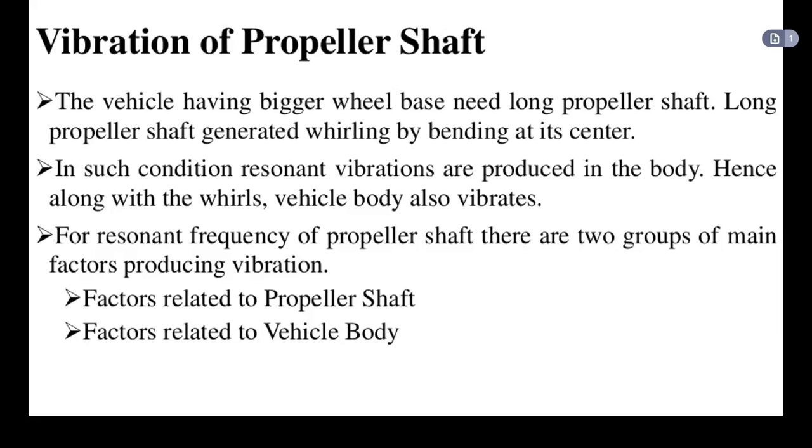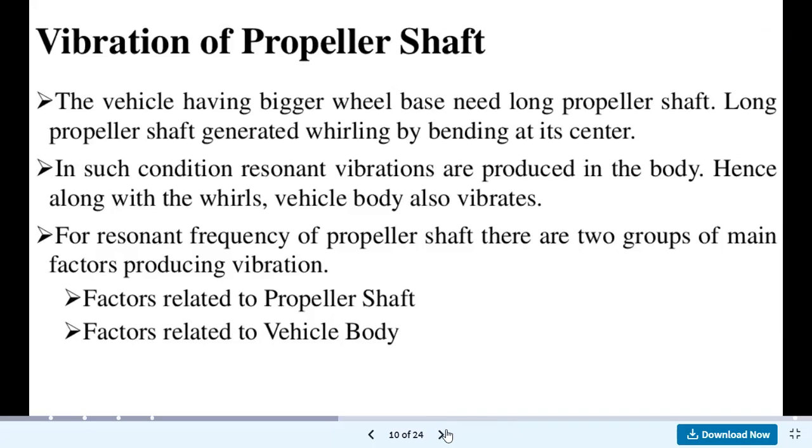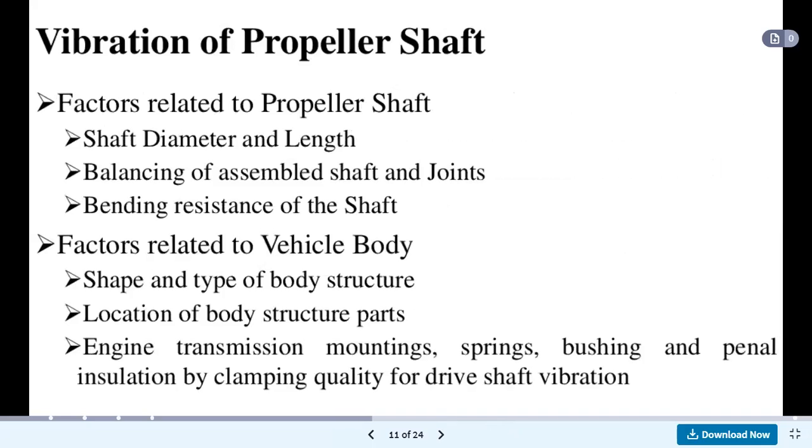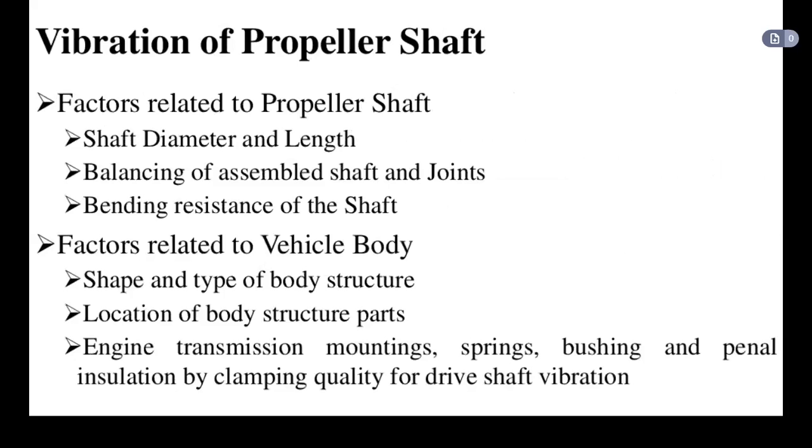For the resonant frequency of the propeller shaft, there are two groups of main factors producing the vibration: the factors related to the propeller shaft and the factors related to the vehicle body. The factors related to the propeller shaft are the shaft diameter and length. The vibration depends on the shaft diameter, and length is also important. If the length is maximum, then vibrations are maximum. Balancing of the assembled shaft and joint and bending resistance of the shaft all have an impact on the vibrations of the propeller shaft.